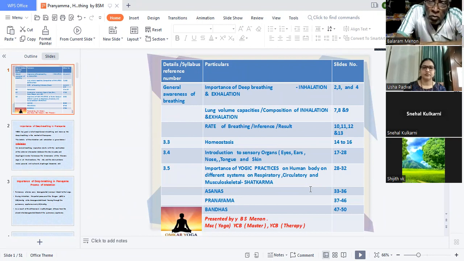Importance of yogic practice on the human body: asanas, pranayama, bandhas. On the theory part.